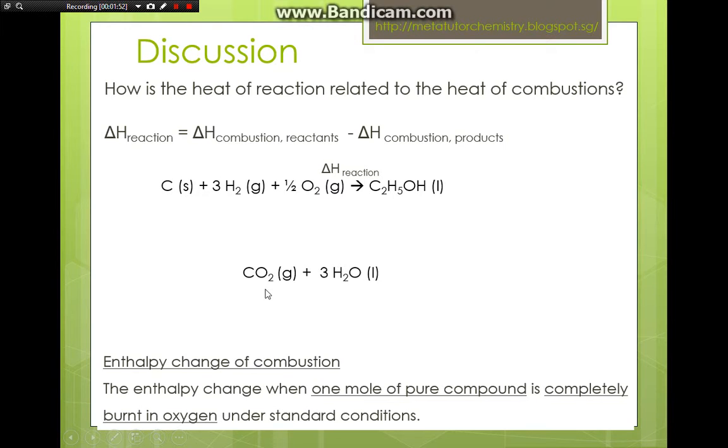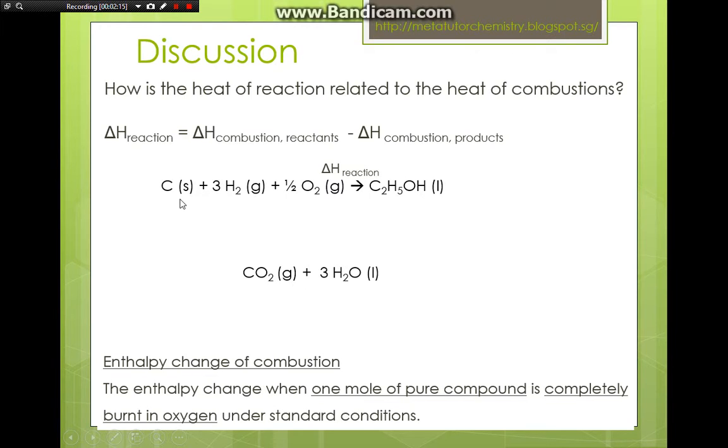We get carbon dioxide, hydrogen, we get water. Oxygen doesn't really combust, so right, we do not have a compound for combustion of oxygen. Same thing, when you combust ethanol, you will get carbon dioxide and water. So this is our products for combustion.